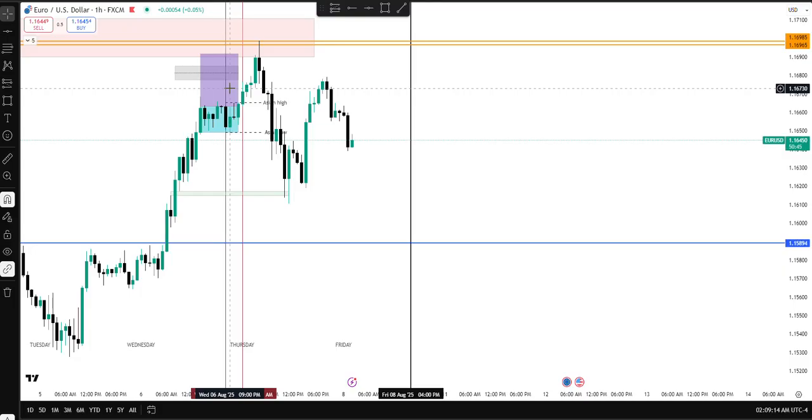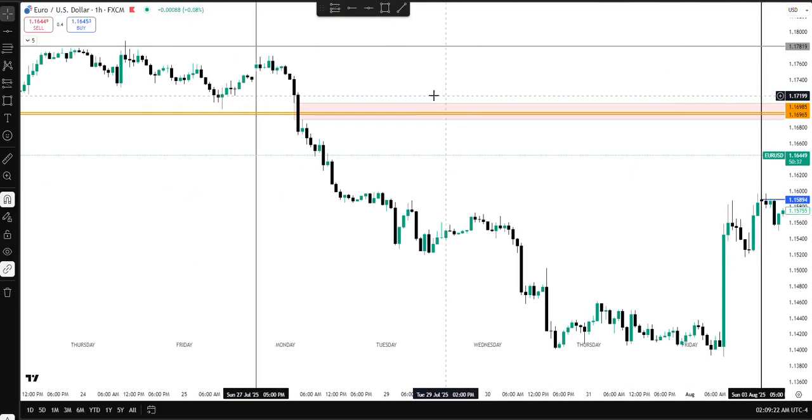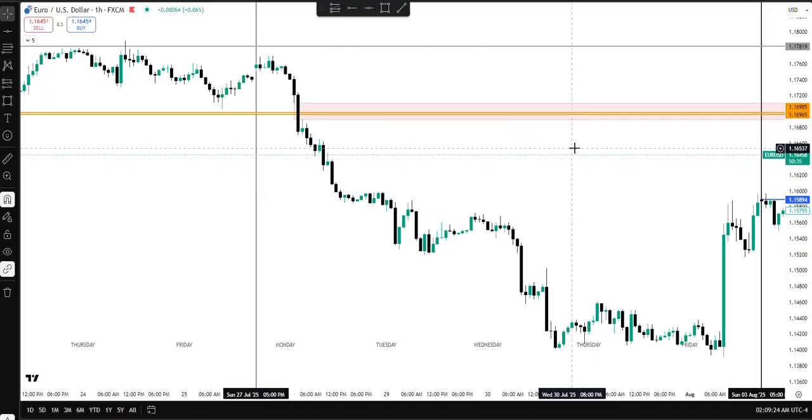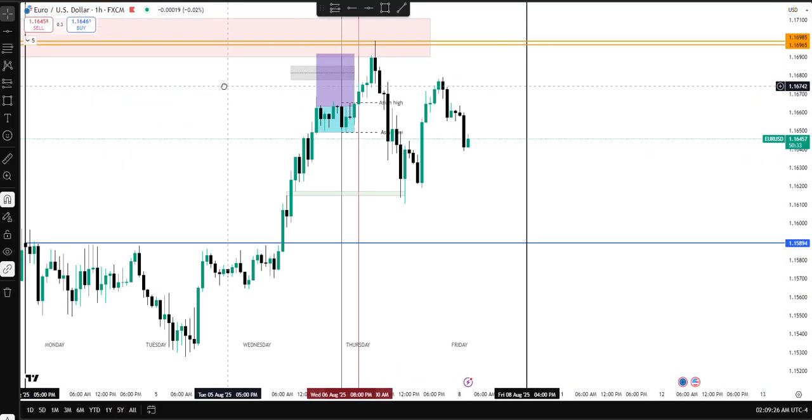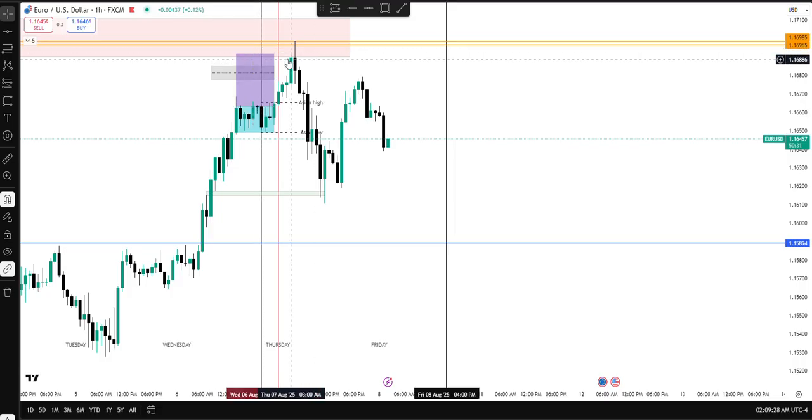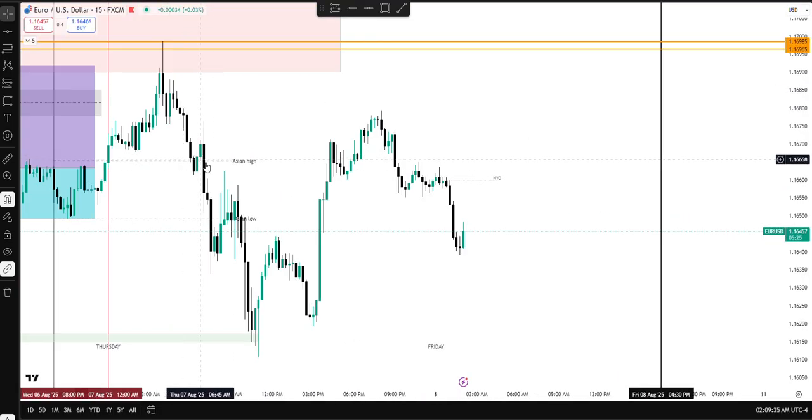And obviously we need more confluence in our bias, so we look left on the hourly chart. We have this fair value gap right here, bearish fair value gap, as well as coming in at the 2 standard deviations. So we'll go to the 50-minute time frame.